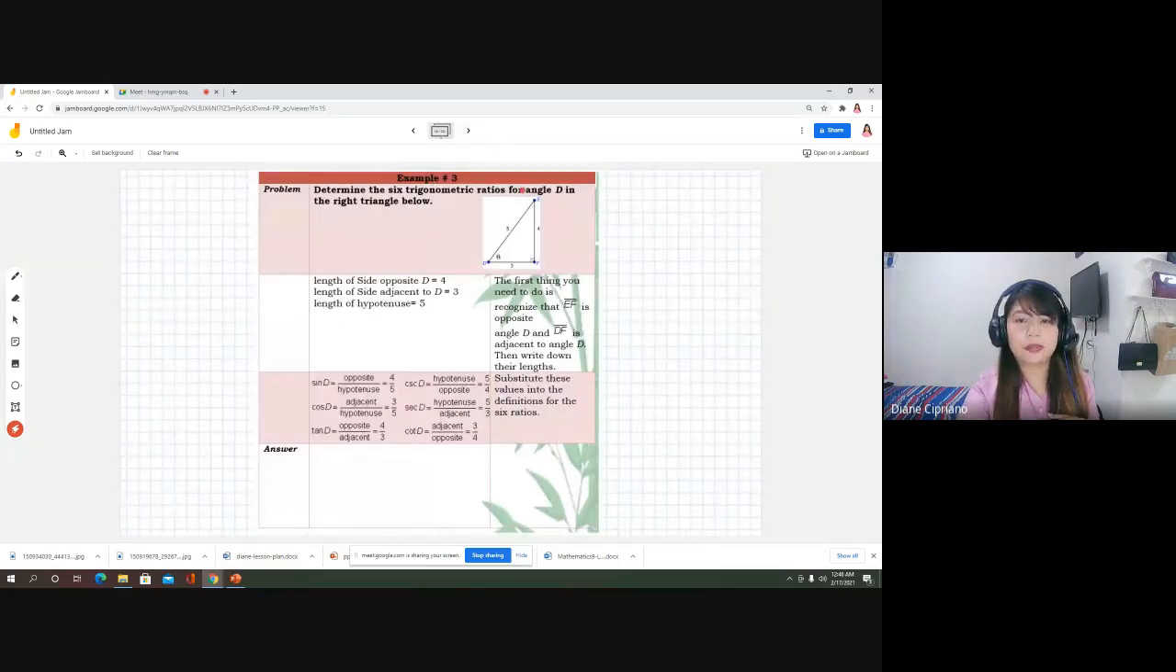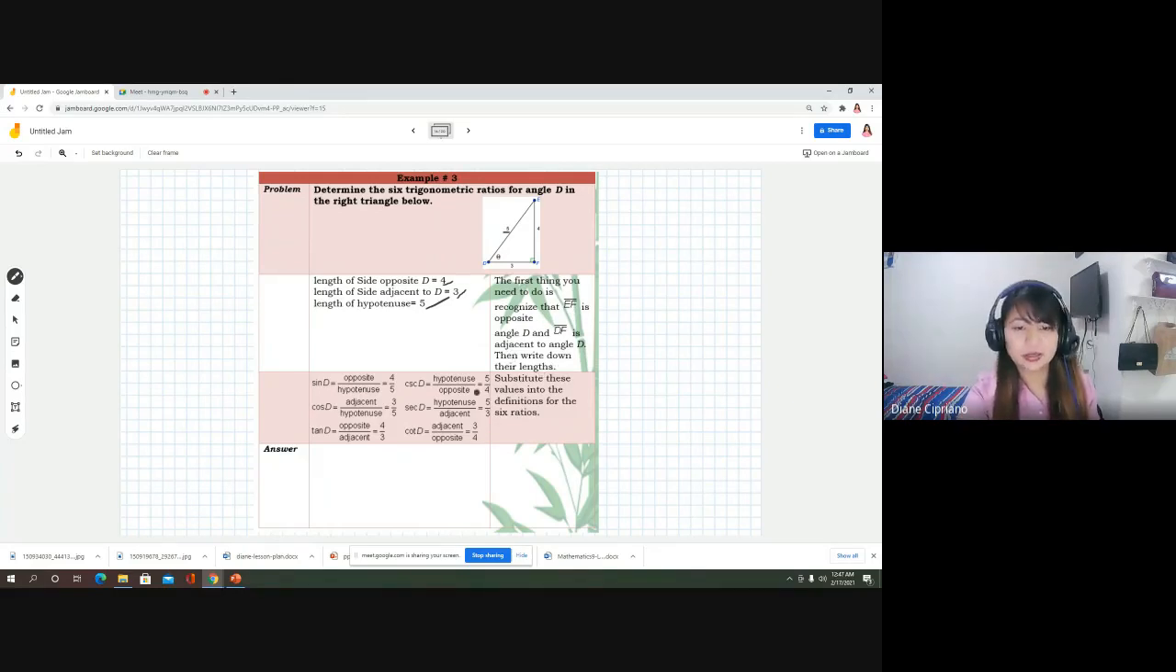So we have here the right triangle, and this is your angle. Determine the 6 trigonometric ratios for the angle in the right triangle. We have here the opposite is 4, the adjacent is 3, and the hypotenuse is 5. So the first thing you need to do is to recognize the lengths and write them down.